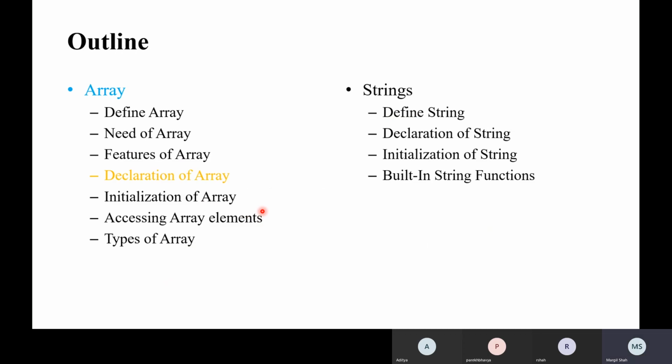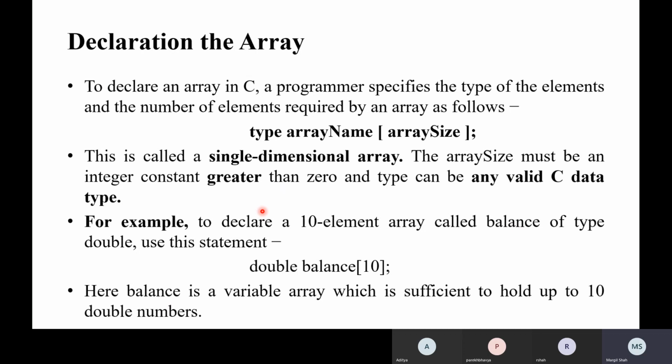Then declaration of array. To declare an array in a C program, a programmer specifies the type of elements and the number of elements required by the array as follows. So again, declaration, that is a type, array name and array size. This is called a single dimensional array, right? Still types of arrays pending, we will discuss after some slides, but this is called a single dimensional array.